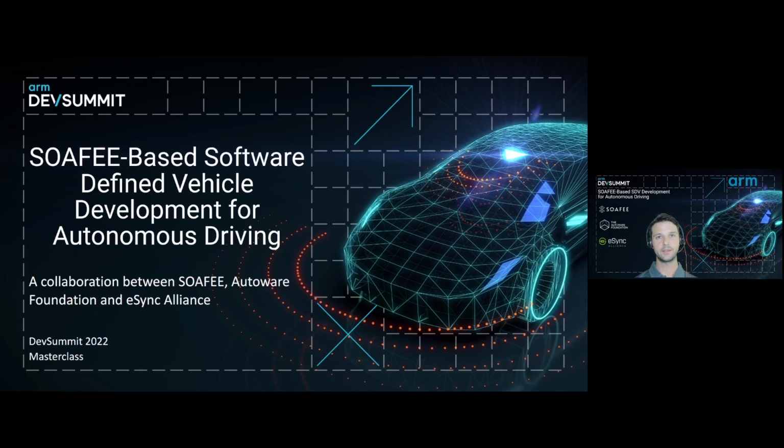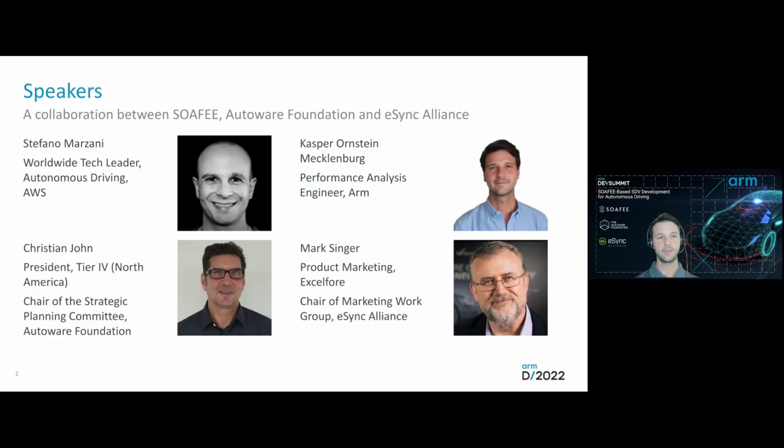Let me start by presenting today's speakers. Today we have Stefano Marsani from AWS, who is a worldwide tech leader for autonomous driving. Christian John, who's the president at Tier 4 North America, and also chair of the Strategic Planning Committee at Autoware Foundation. Mark Singer from Excelfore, who runs product marketing, and he's also the chair of the marketing work group at eSync Alliance. And myself, Casper Ornstein-Mecklenburg from ARM, and I'm a performance analysis engineer. With no further ado, I'll hand over to Stefano.